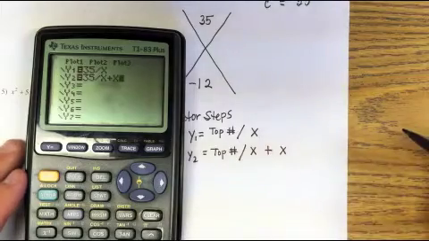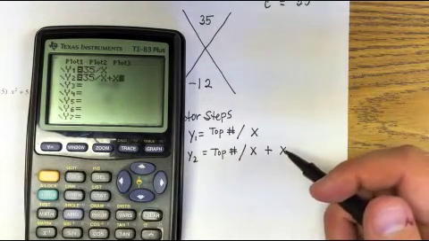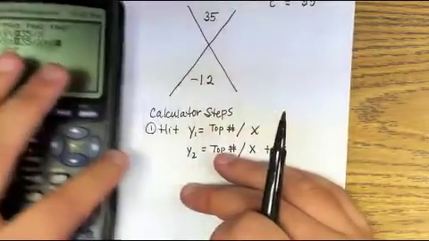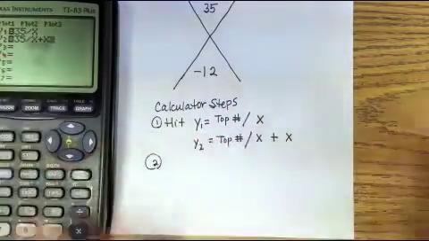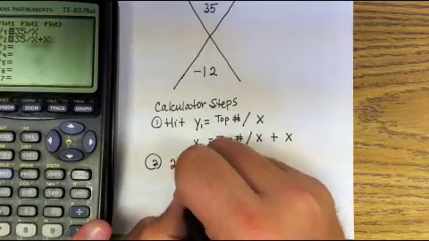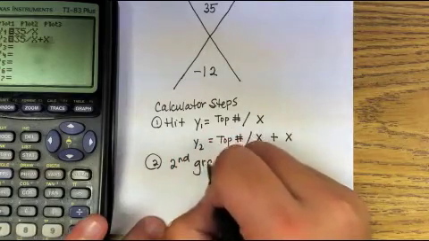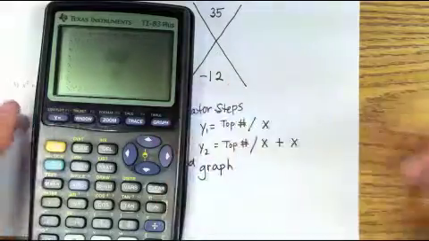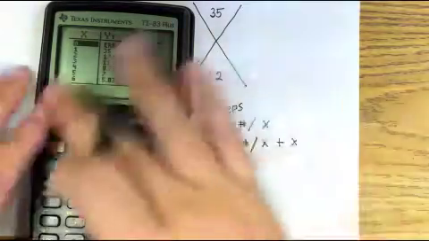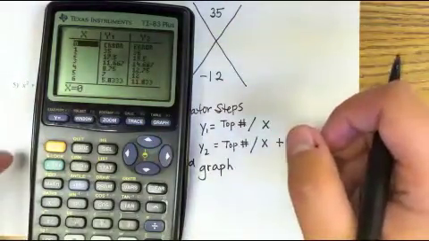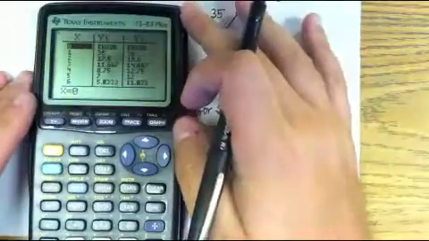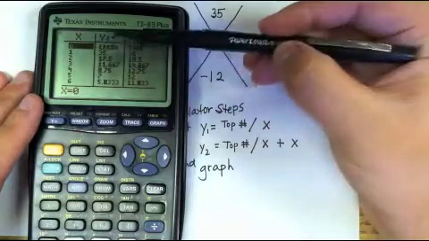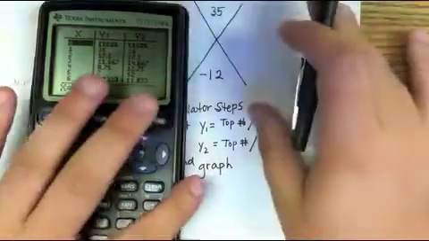Okay? Now, where are these winning numbers going to come from? How am I going to get these? Well, next thing you're going to do once you've done that is go into your table by hitting second graph. Okay, second graph, and you get all this good stuff that pops up. Now, as you see here in the table, you have three columns: X, Y1, and Y2.